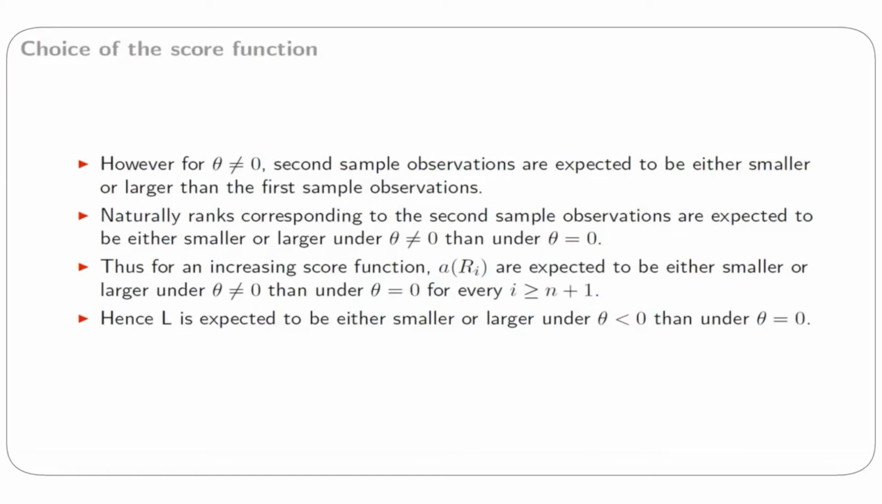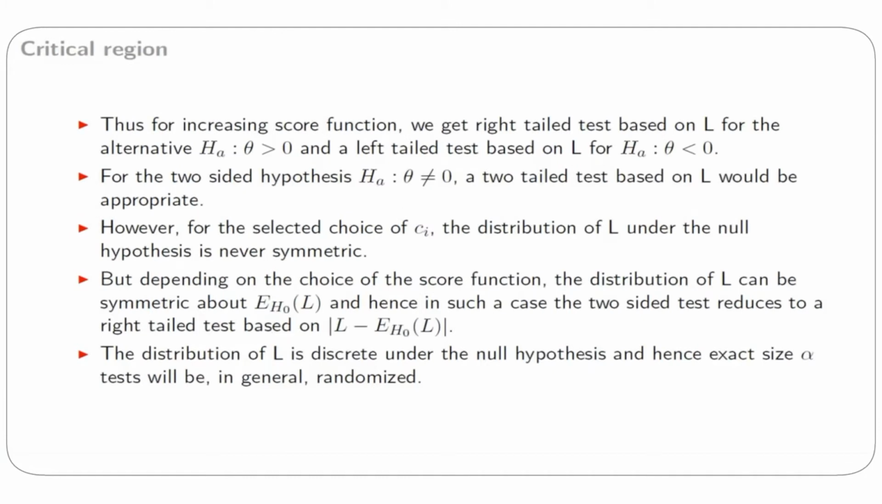Critical region for the concerned testing problem. Thus, for increasing score function, we get a right tail test based on L for the alternative theta greater than 0, and a left tail test based on L for theta less than 0. For the two-sided hypothesis, a two-tail test based on L would be appropriate.